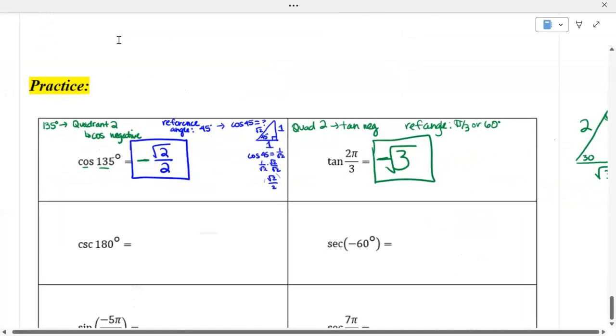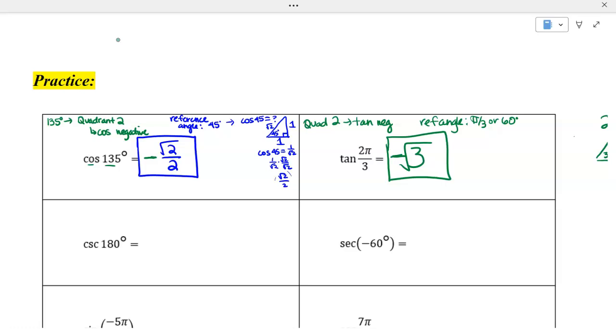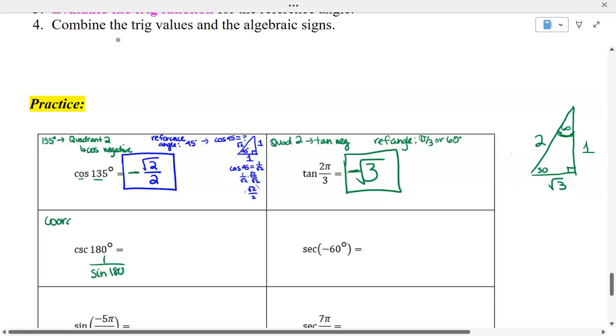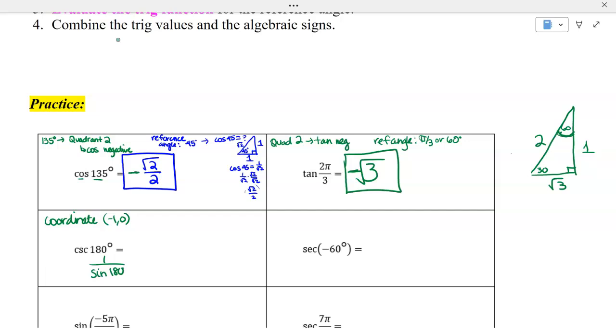Now the last one that I'm going to be able to do is this cosecant of 180. Remember that the cosecant is the same thing as 1 over the sine of 180. And if we look back, our coordinate at 180 degrees is negative 1, 0. And remember, we said that the x value is the same thing as our cosine, and the y value is the same thing as the sine. So the sine at 180 degrees is just 0. So we have 1 over 0, which is going to be undefined.